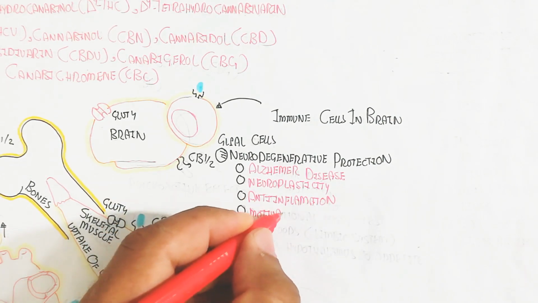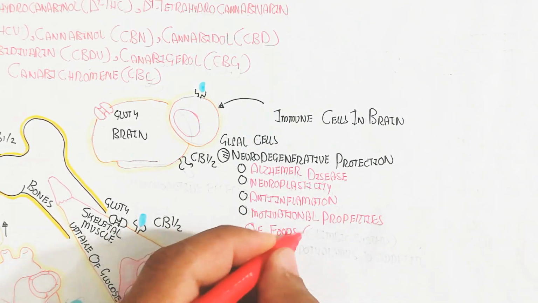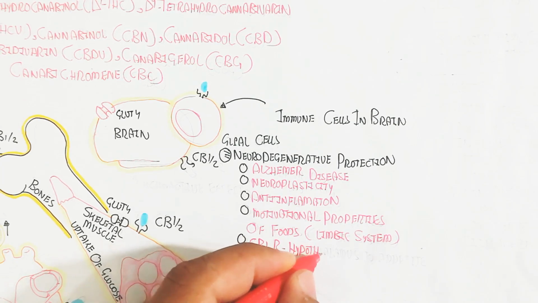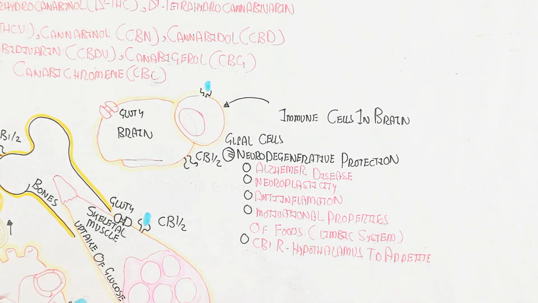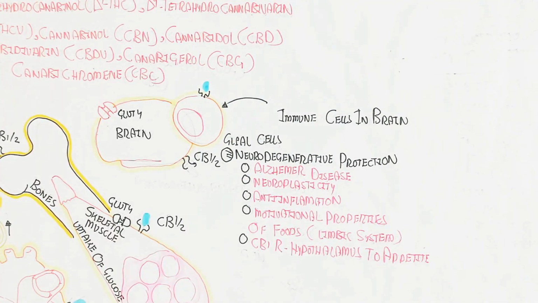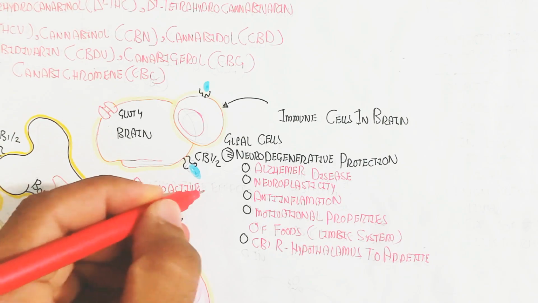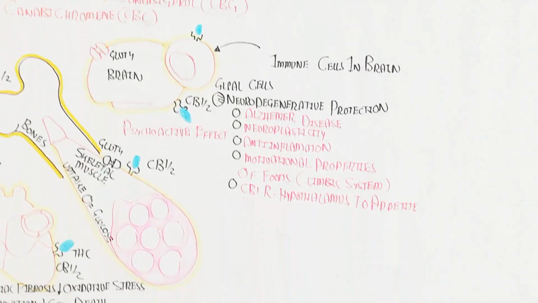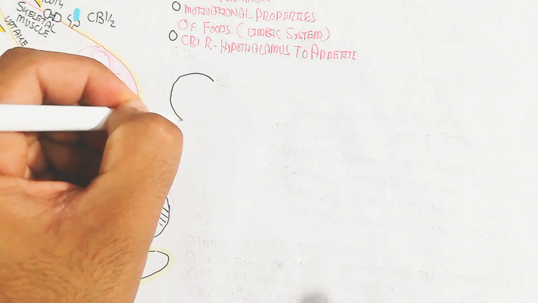Neurodegenerative protection is due to the inhibition of Alzheimer's disease, and neuroplasticity is due to glial cell function and anti-inflammation. The motivational properties of food, the limbic system, and the CB1 receptor are required for the hypothalamus to increase appetite. That is why the appetite will be stimulated more. Anyhow, this is the function, but let's begin to understand further.